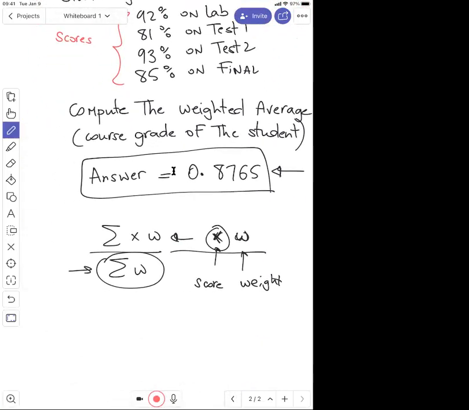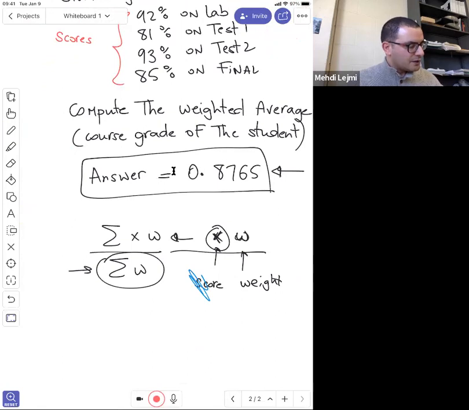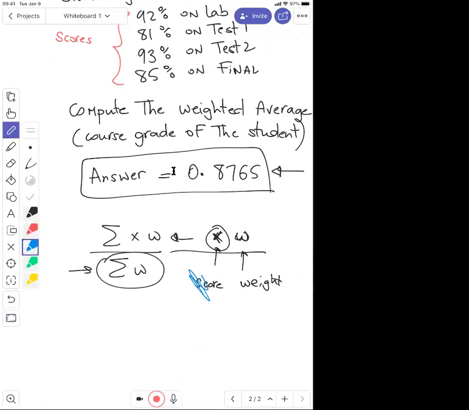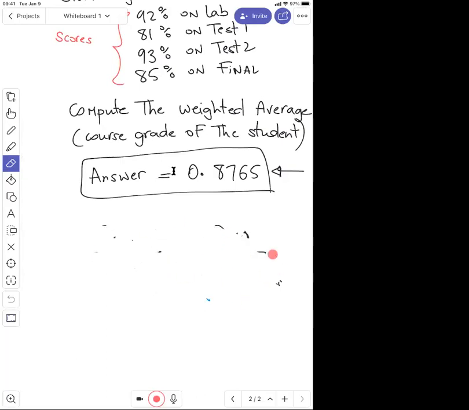You said we have to do what with the top? We have to multiply it by the bottom? No. The E thingy is the sum, right? And the W is the weight?